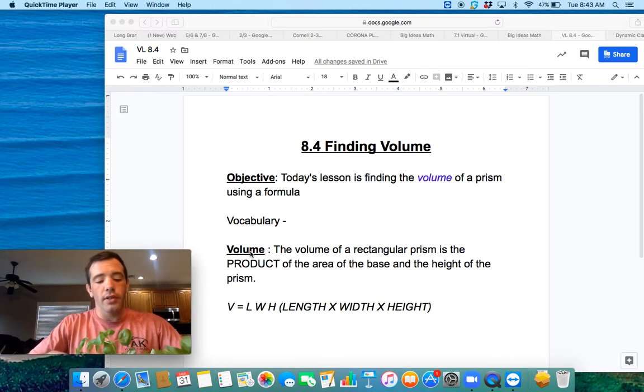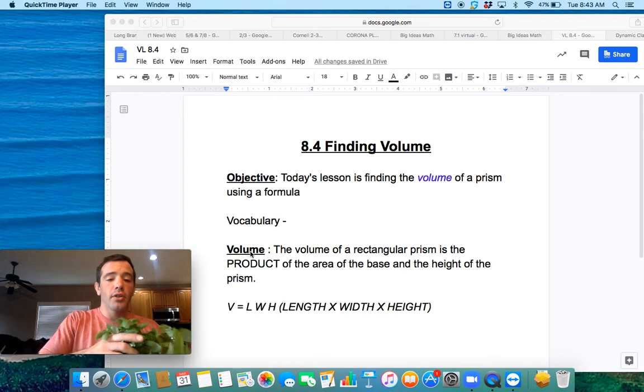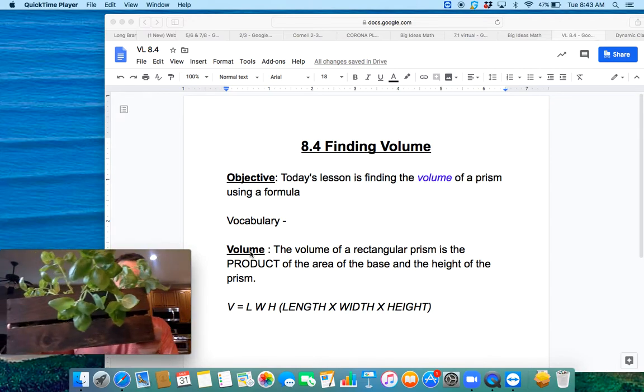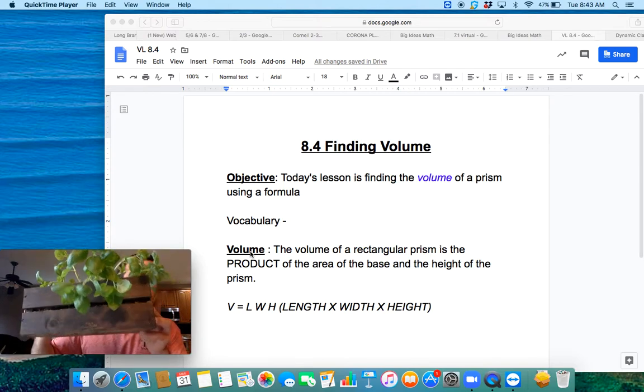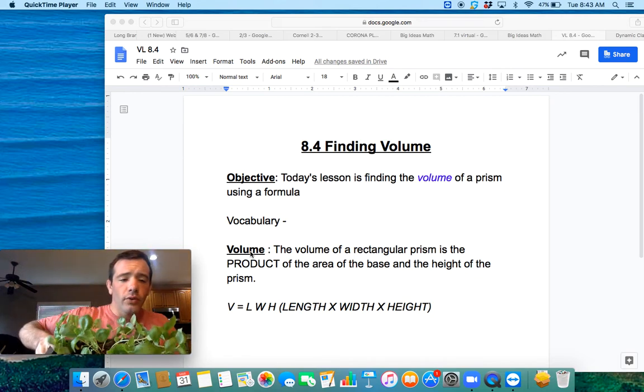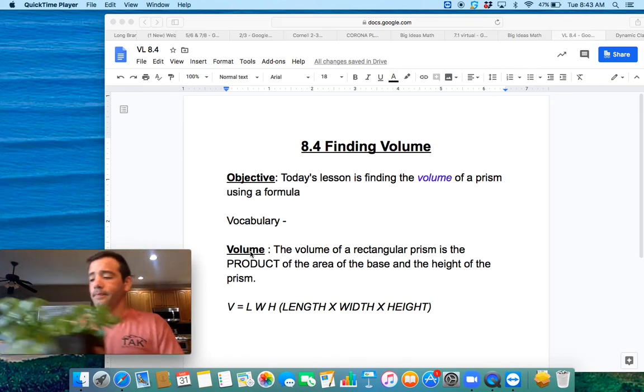How much water goes in a swimming pool? How much soil do I need to fill this pot? We just talked about surface area. Here's the front, it has the back, it has two sides, it has a bottom. How much soil do I need to fill it? What's the volume?